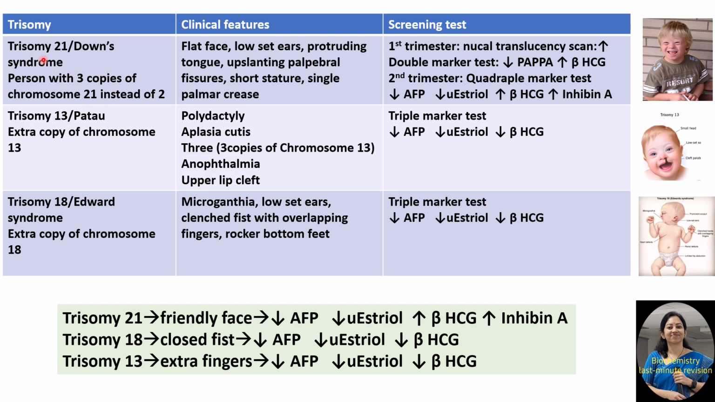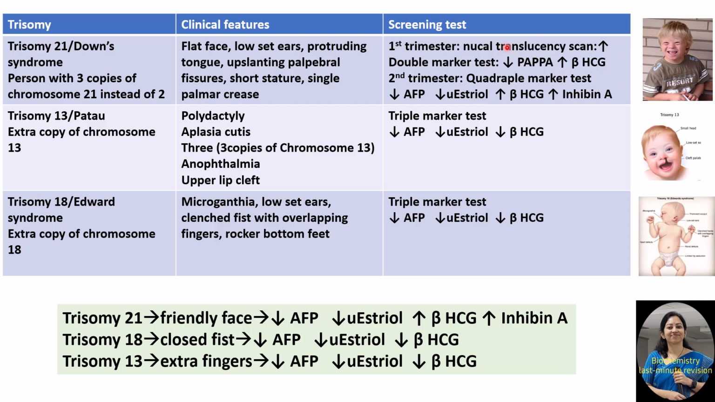In trisomy 21, which refers to Down syndrome, the child will have an extra copy of chromosome 21. The clinical features, as you can appreciate in this image, include a flat face, low set ears, protruding tongue, upslanting palpebral fissures, short stature, and single palmar crease. So what are the screening tests that are available?